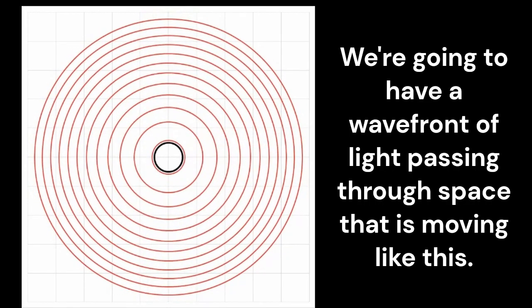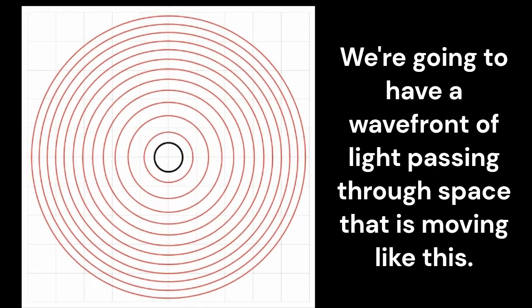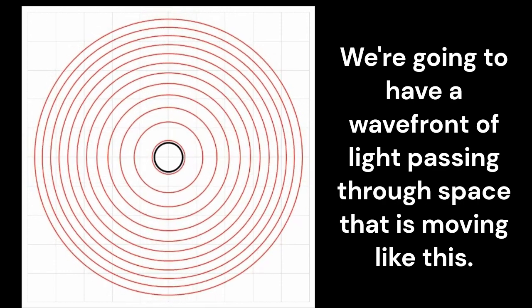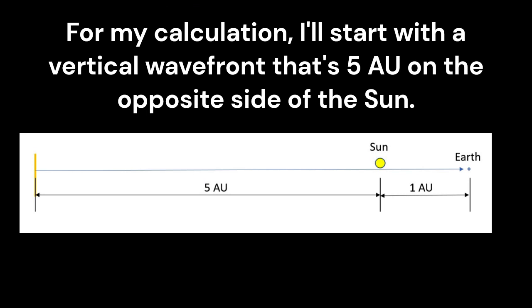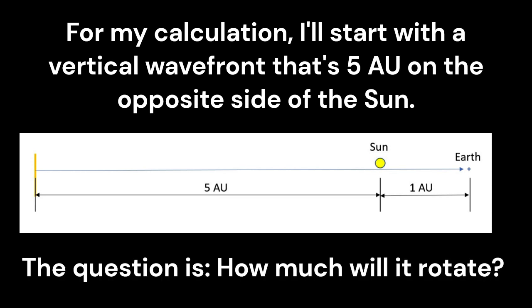We're going to have a wavefront of light passing through space that is moving like this. For my calculation, I'll start with a vertical wavefront that's 5 astronomical units on the opposite side of the sun. The astronomical unit is the distance between the Earth and the sun. So we're going to start beyond the sun quite a distance, and then let the wavefront come towards the sun, pass close by the sun. And the question is, how much will that wavefront rotate by the time it gets to the Earth?